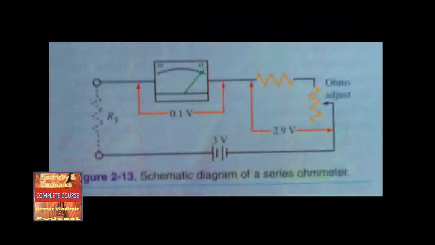A 3-volt battery is used as the source for the ohmmeter. The battery is built into the meter case. The meter movement permits only 0.1 volt for a current of 0.001 amps for full-scale deflection. Therefore, a multiplier resistor is placed in series with the meter coil to reduce the voltage applied to the meter coil.